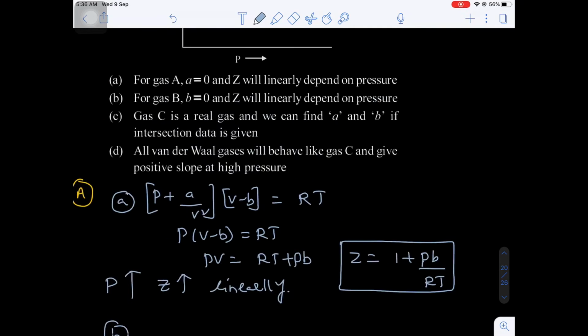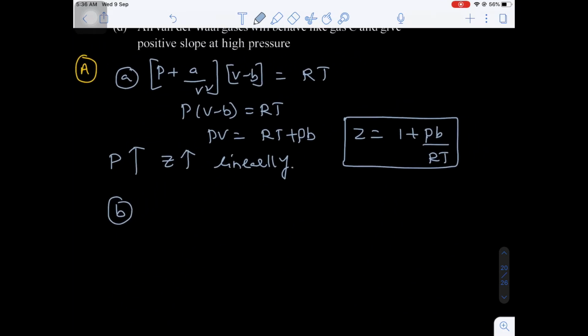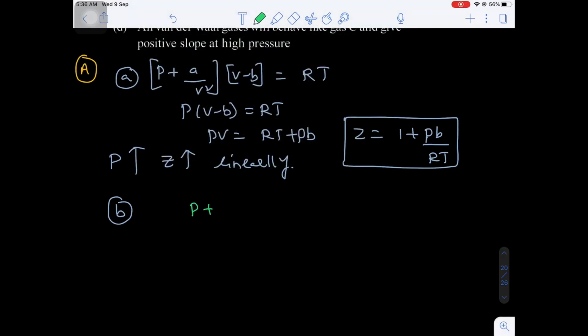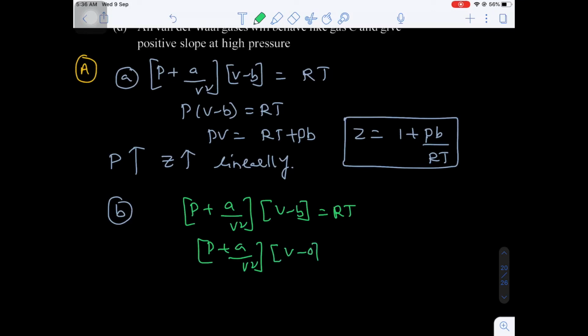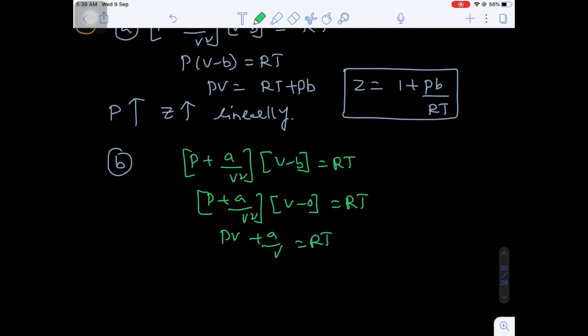Now come to option B. What is option B given? For gas B, B is 0 and the Z value linearly depends on pressure. Now here again I am writing, 1 mole of real gas, van der Waals gas equation, (P plus A by V square) into (V minus B) is equal to R times T. Now here we have to put the B value 0. So (P plus A by V square) into V minus 0 equal to what? R times the temperature T.